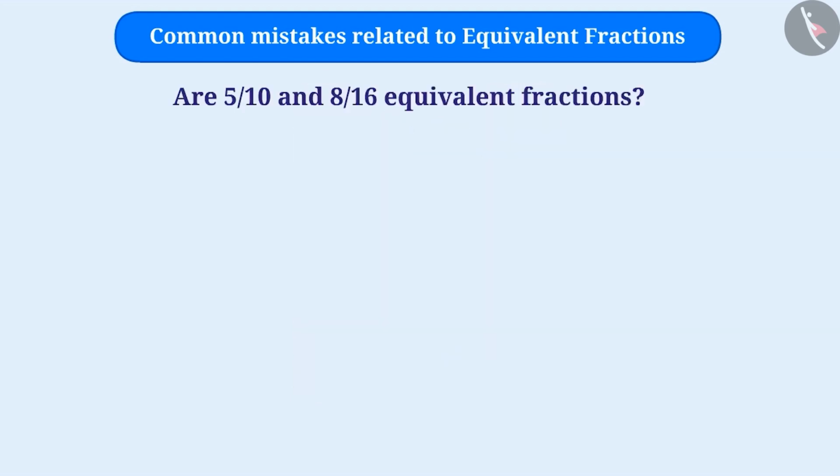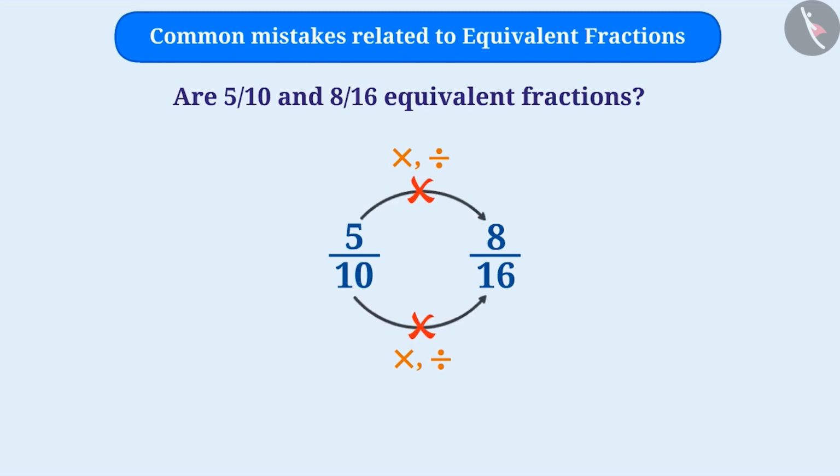But when they are asked if 5 by 10 and 8 by 16 are equivalent fractions, then they observe that by multiplying or dividing the numerator and the denominator of 5 by 10 by any number does not give 8 by 16. Similarly, multiplying and dividing 8 by 16 by any number does not give 5 by 10. So, it is misunderstood that both these fractions are not equivalent fractions.